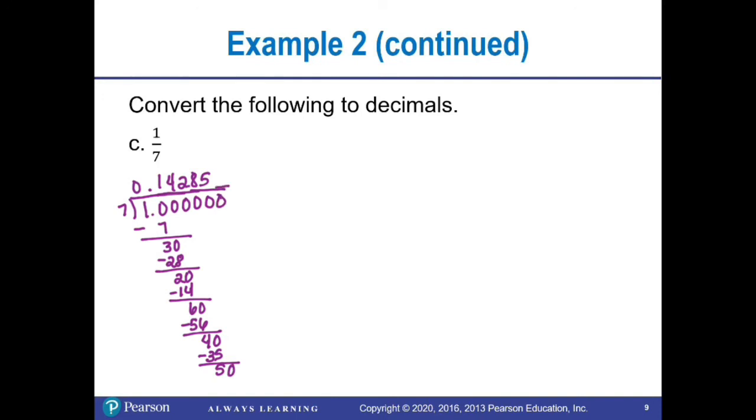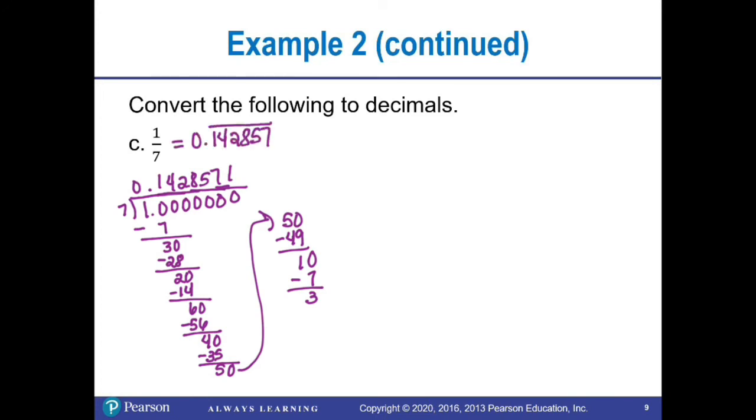I'm going to have to move to the right as I continue my subtraction because I'm running out of room. But 7 goes into 50 7 times with 1 left. Bring down your 0. 7 goes into 10 one time with 3 left. Notice that we're starting to repeat here. The digits that are repeating are 1, 4, 2, 8, 5, 7. And so the bar goes over all 6 of those digits. And our period here is 6.